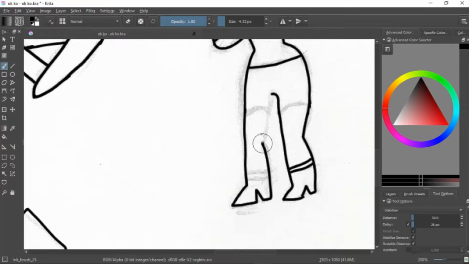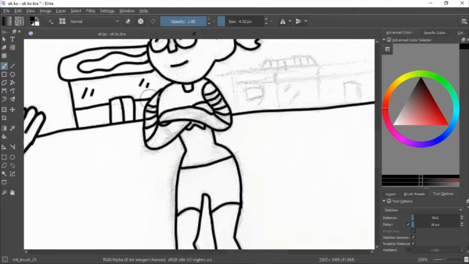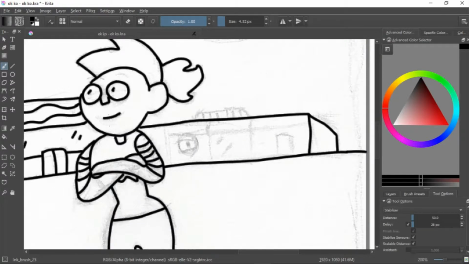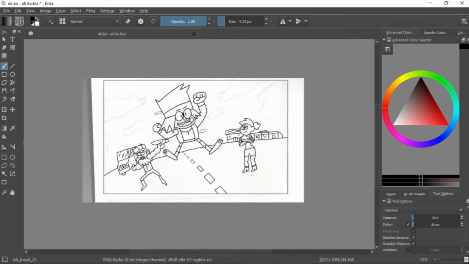Out of all of them, in terms of when I was drawing them, I drew Rad last. And, of course, I drew KO first. And then I drew Enid. And then, yeah, I think I messed up with the crossed arms though with Enid. I really just rushed that part.